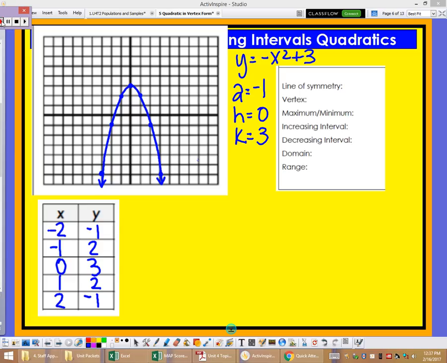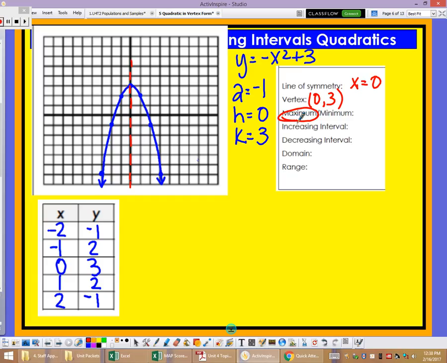Line of symmetry. Everyone, what's my line of symmetry? I agree. X equals 0. What's my vertex, everyone? 0, 3. Is my vertex a maximum or a minimum? It's a maximum. Does everyone understand why that's a maximum? Are you sure? Okay. All right.